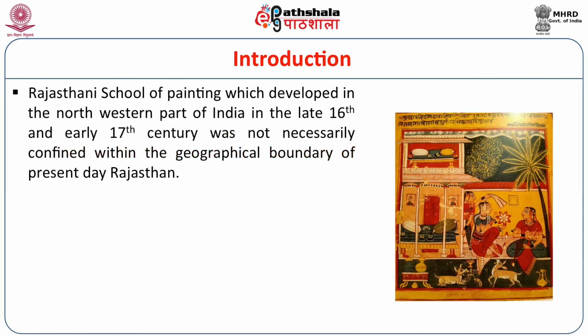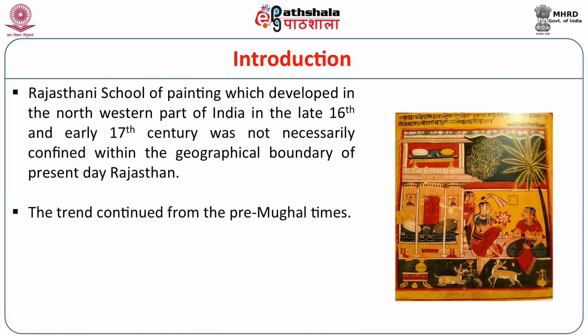The Rajasthani school of painting, which developed in the northwestern part of India in the late 16th and 17th century, was not necessarily confined within the geographical boundaries of present-day Rajasthan. The trend continued from the pre-Mughal times. Now, we have to understand that the Rajput clans were dispersed in Western India, certain parts of Central India, and in the Punjab hills. Now, they served in some capacity or the other to the Mughals. But after the Mughals became weak as a power, they declared their independence, or at least semi-independence.